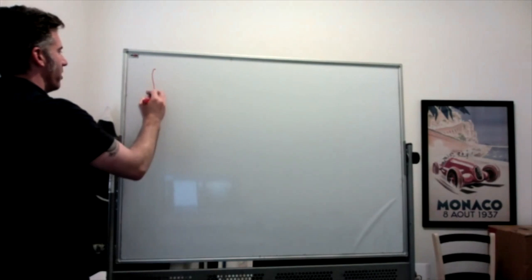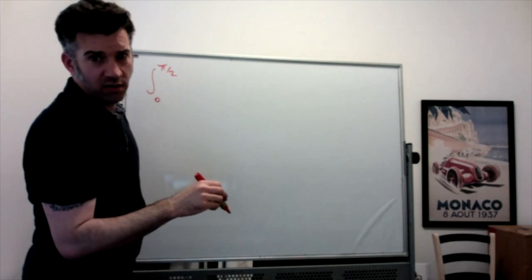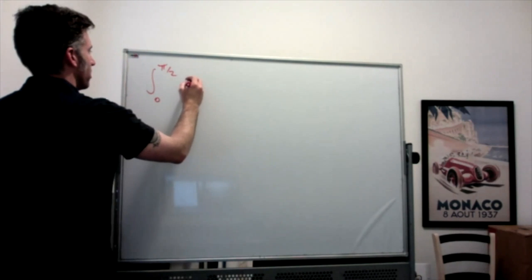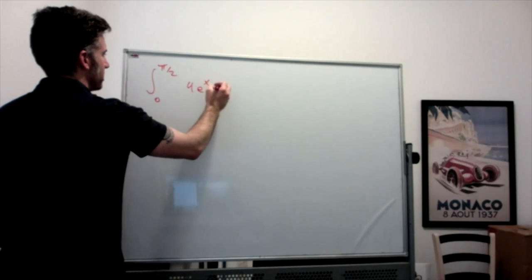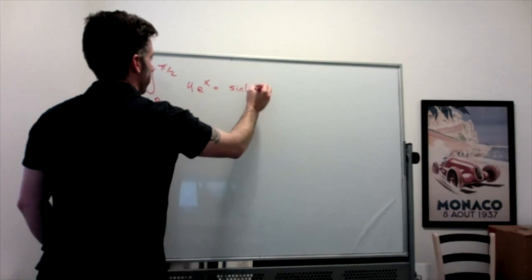So I have an integral from 0 to pi over 2 of 4e to the x plus sine x.